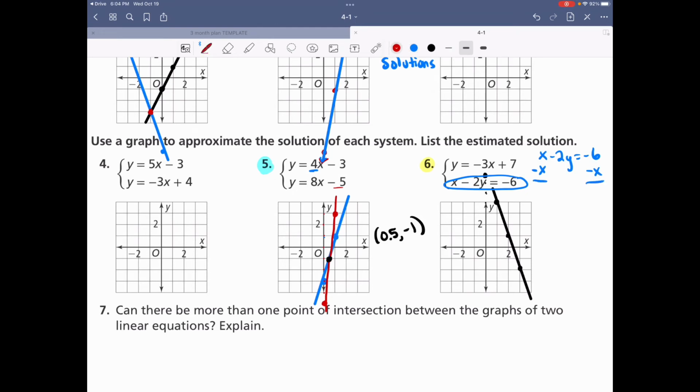That cancels. We're left with -2y equals -x minus 6. Don't worry about this subtraction, -6 minus x, because you're not actually subtracting them. You're just bringing it to the other side using subtraction. So we're going to divide everything by -2.